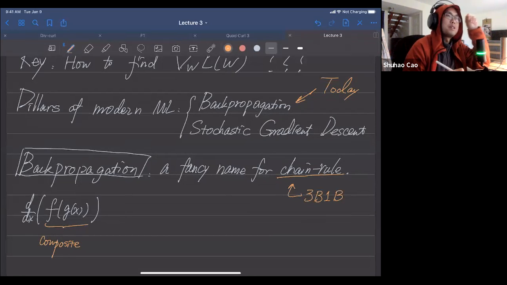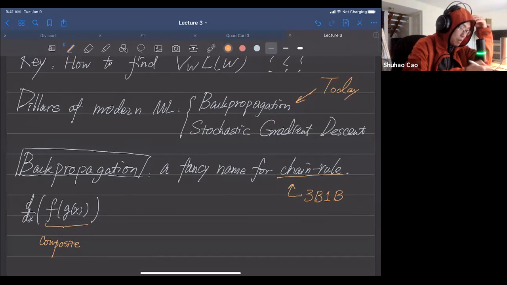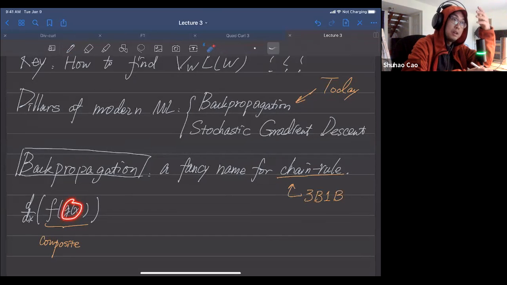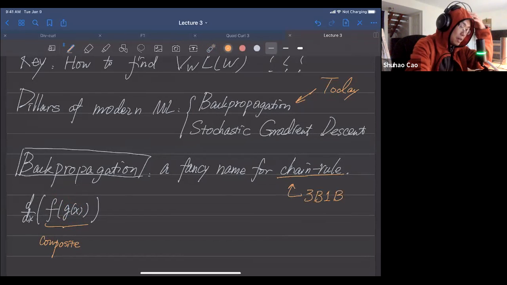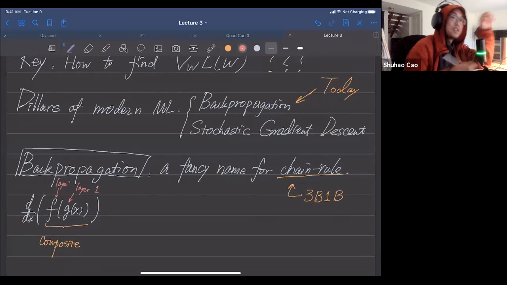And if we think about this composite function, it actually has two layers. Why I'm saying it has two layers is because this is the input. The input goes through the first layer, which is G, and then G is like the output of the first layer, which goes to F, which acts like our second layer. So G is like our layer 1, and F is like our layer 2, which is exactly like a neural network, layer by layer.